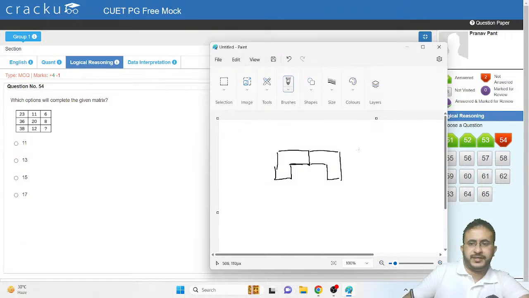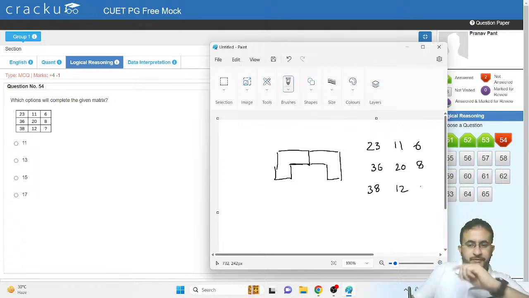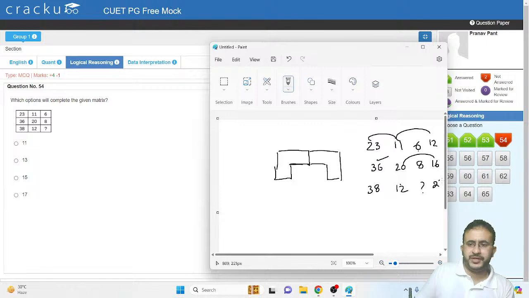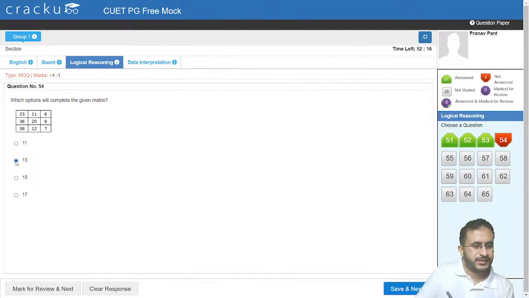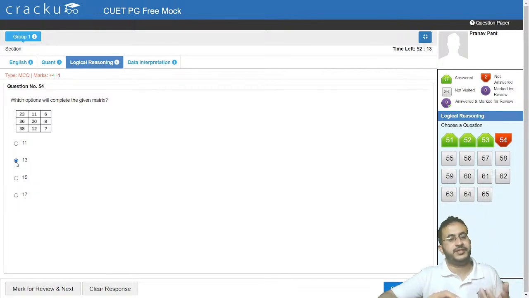Okay, so 23, 11, 6. Now these are sometimes tricky questions. Okay, 36, 28 and 38, 12. What happens in this number? So 6 plus 7. Now if you see this, if you take double of this, this is 12, this is 16. Okay, 11 plus 12 is 23. 16 plus 20 is 36. So 12 plus this should be 26. So here we should get 13 as the answer. Okay, 13. Easy. I was able to figure it out instantly.